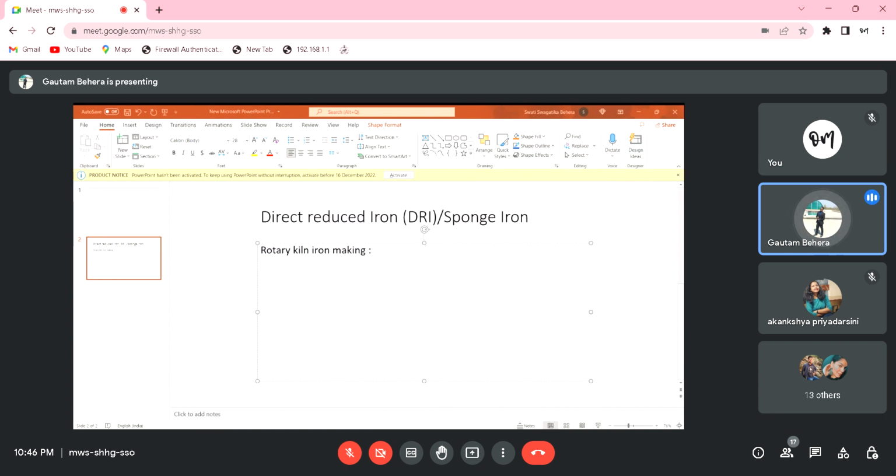And about the bosh gas volume, it is a gas, right? So if it is a gas, if the temperature is higher, obviously it will expand more and more. So volume will be higher.